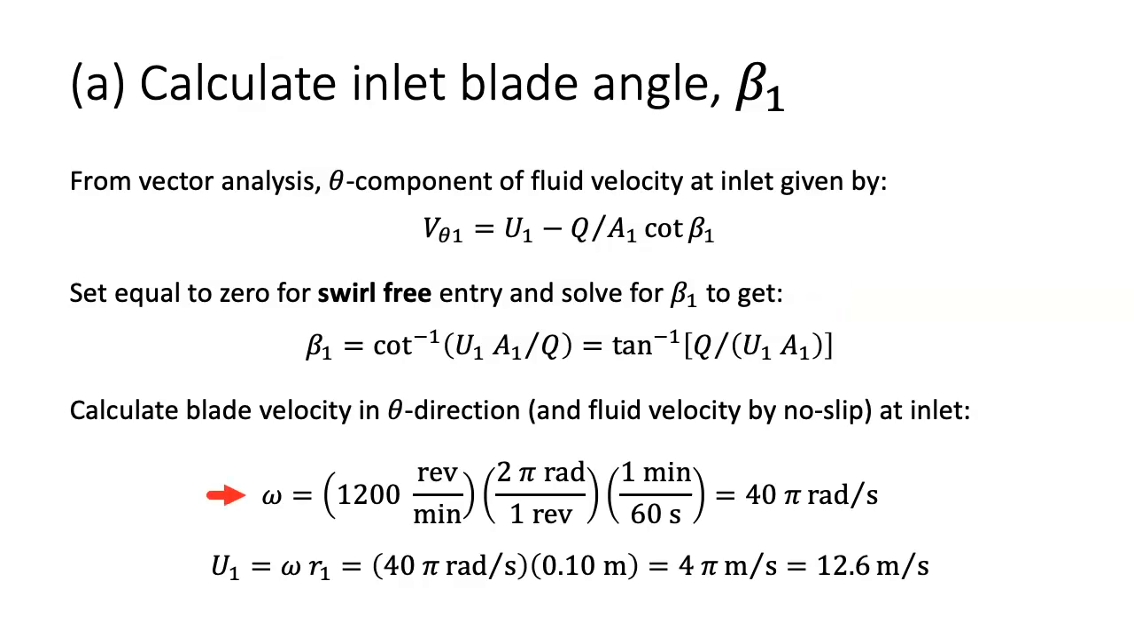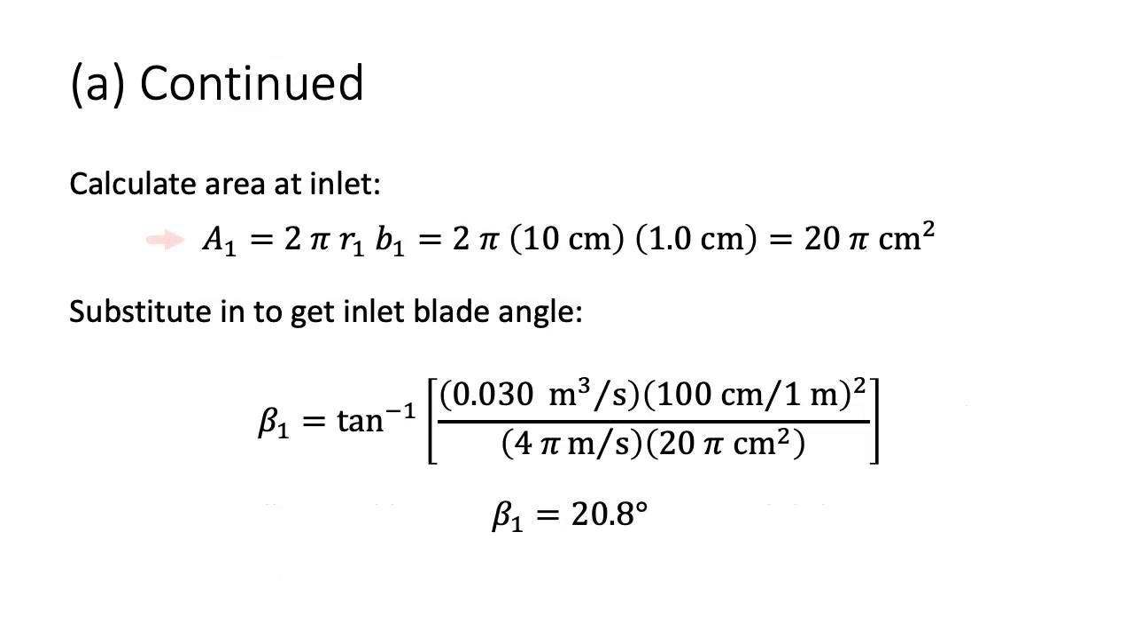First, we convert the impeller speed to radians per second, and then use this value to calculate the blade velocity at the inlet to be 12.6 meters per second. Note that this is also the fluid velocity due to the no-slip condition. Second, we calculate the inlet area using the impeller radius and blade height. Substituting in these values and our volumetric flow rate, we get an inlet blade angle of 20.8 degrees.